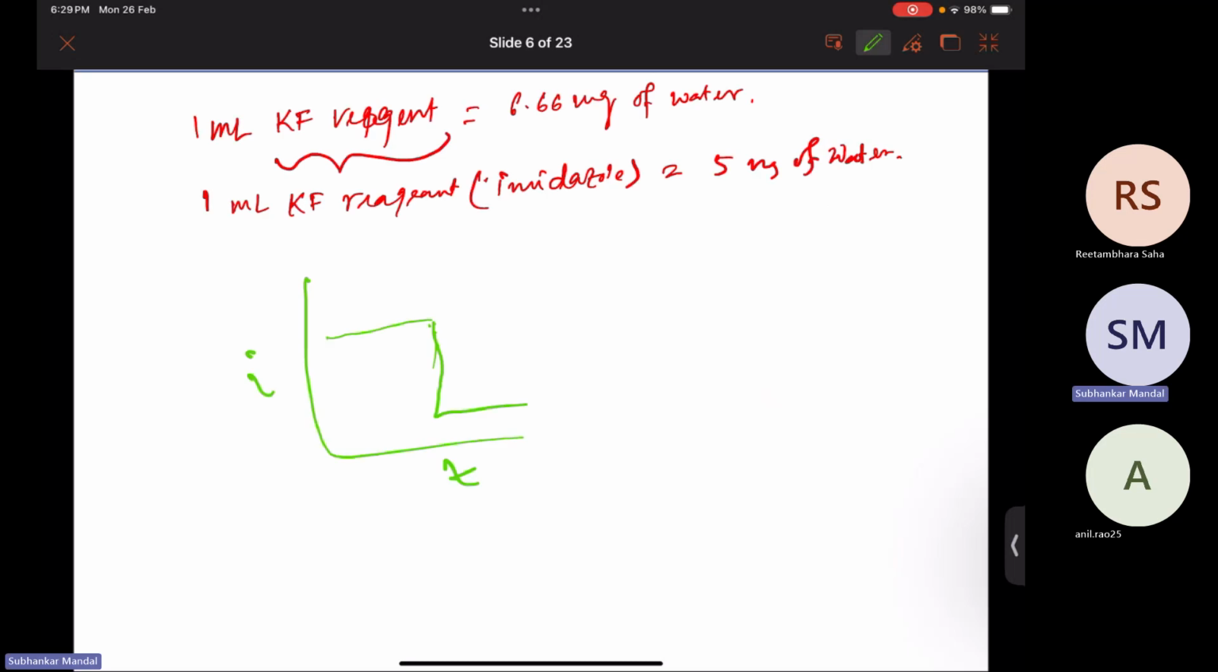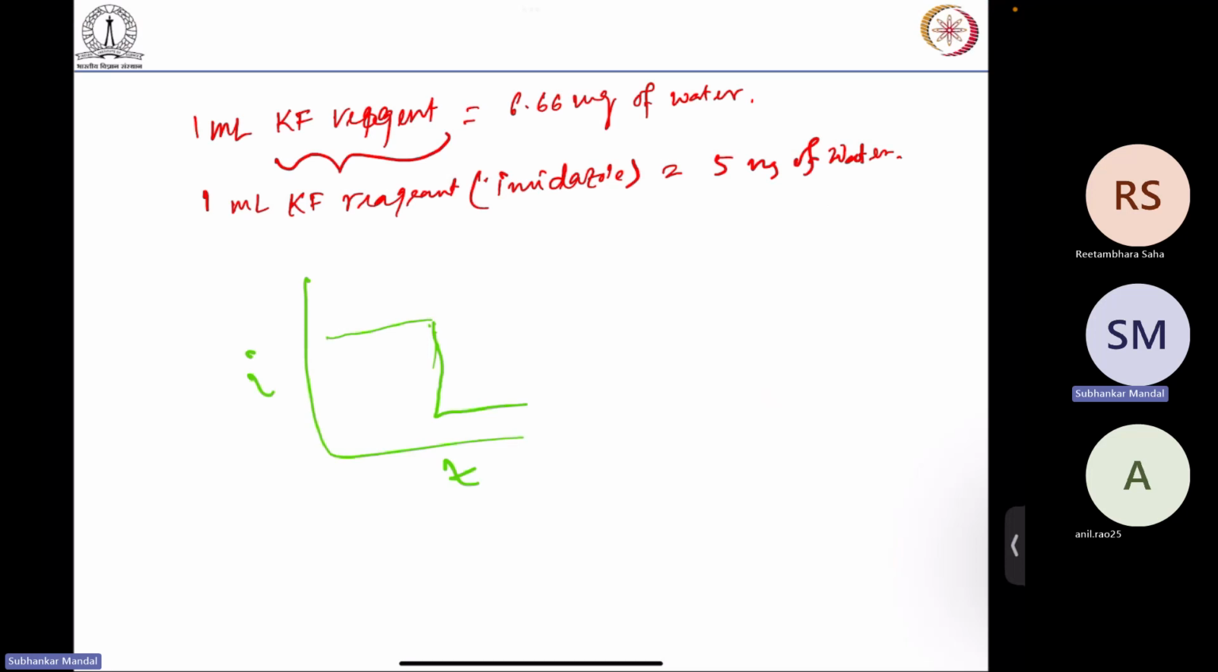Okay, as I mentioned, nowadays people use imidazole reagent. Imidazole is basically an analog, a five-member ring kind of thing. So here you have this kind of structure. This is the structure of imidazole.